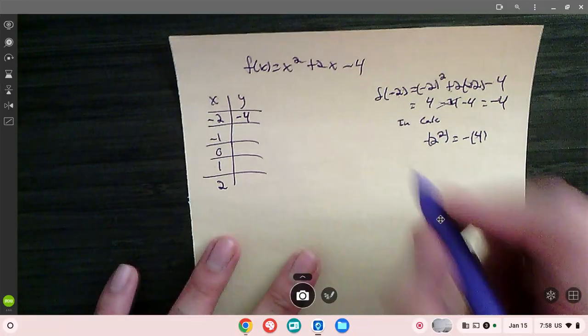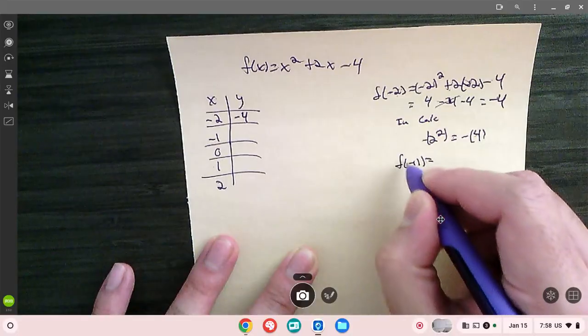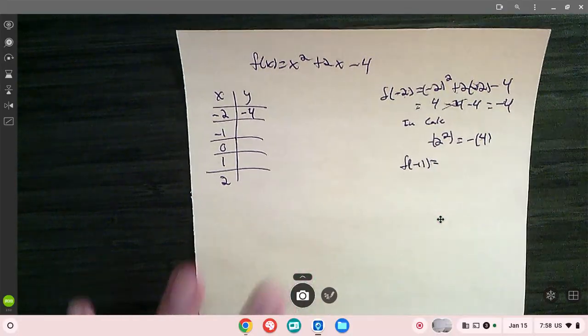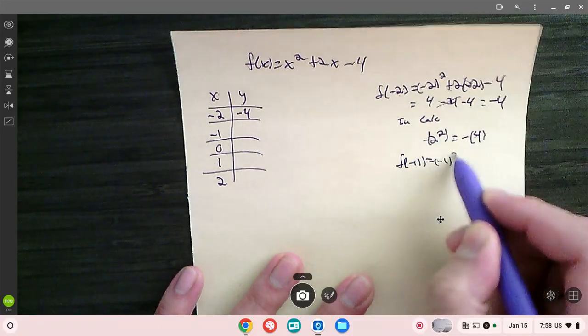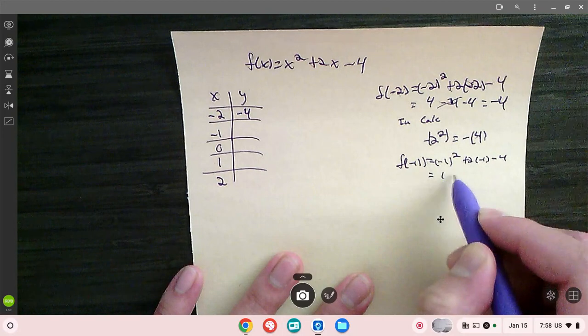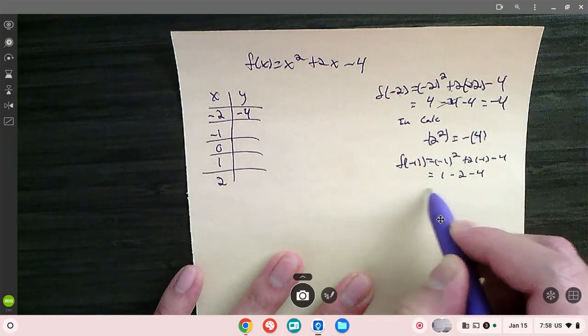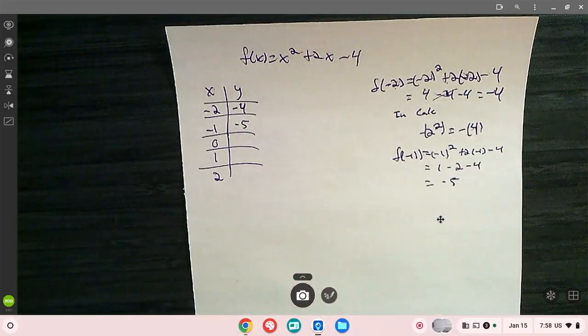Okay, now let's go ahead and plug in f of negative 1. Oops, I didn't need a double parenthesis, but I'll just put that there. It was an accident. Okay, so negative 1 squared plus 2 times negative 1 minus 4 will be equal to 1 minus 2 minus 4, which is equal to negative 5.